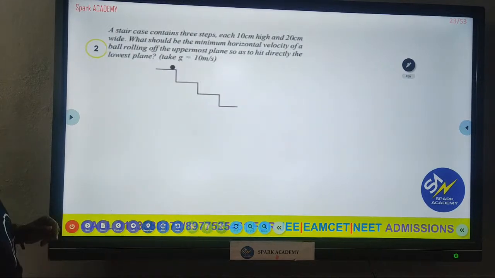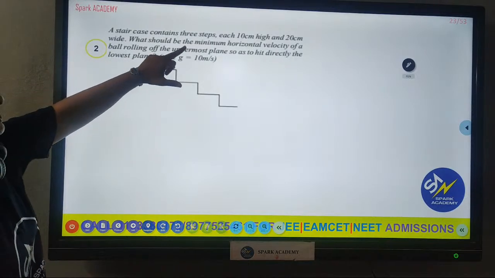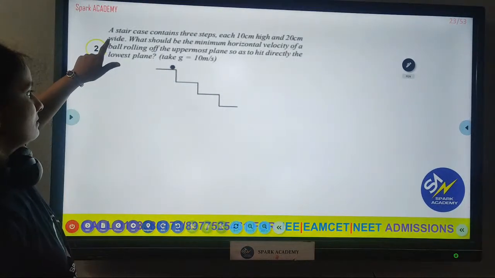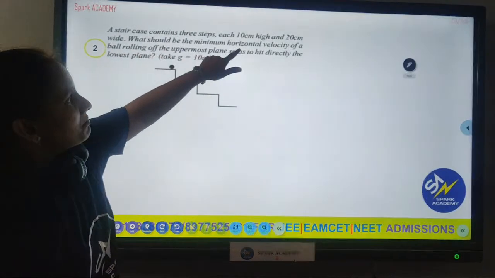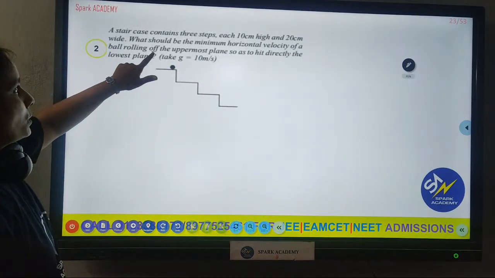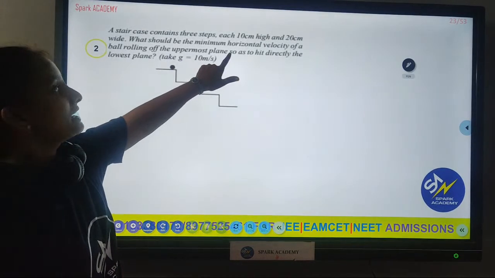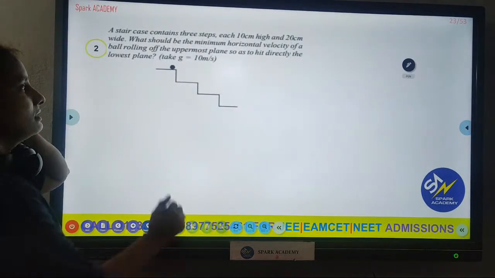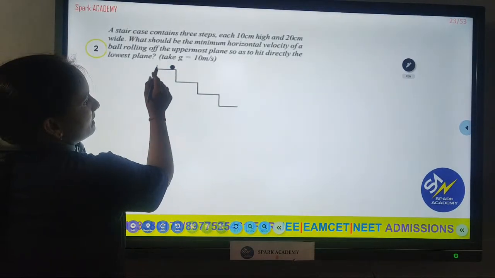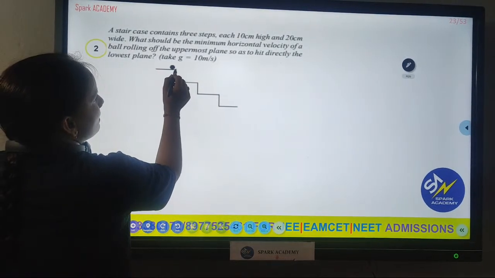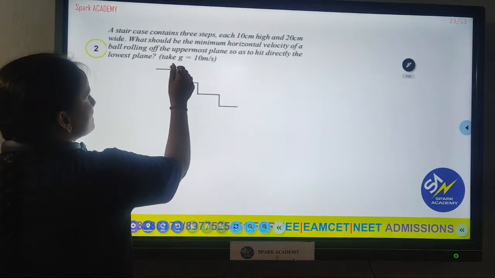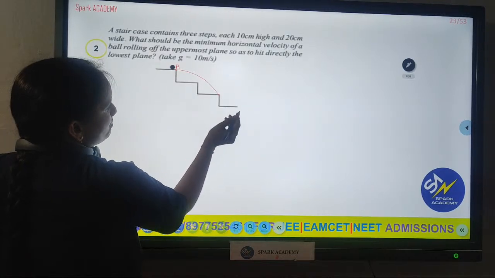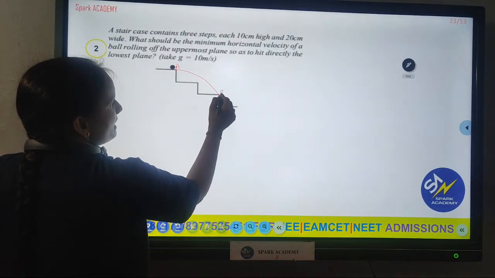Next, a staircase contains 3 steps, each 10 cm height and 20 cm wide. What should be the minimum horizontal velocity of a ball rolling off the uppermost plane so as to hit directly the lowest plane? This is the uppermost plane. It leaves the uppermost plane at this point A, and it hits the lowest plane, not the ground, the lowest plane.